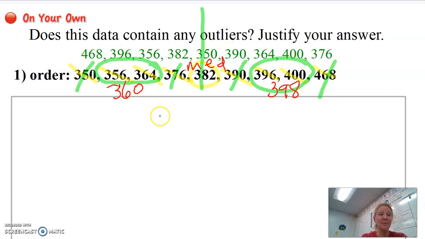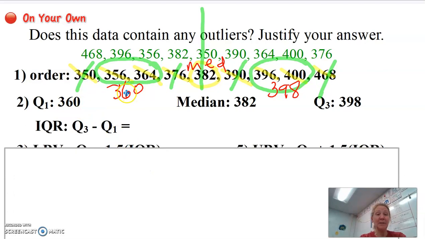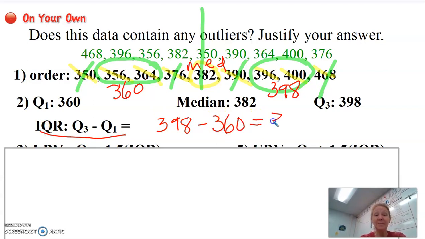So I take those numbers. Here's what I have, right? I have 360 as my lower middle, 398 as the upper middle, and I have the median. But I don't need the median anymore. I need the Q3 minus Q1. So I do 398 minus 360. This is basically a review of what we learned and how to find the IQR. Phew, I had to do all that.